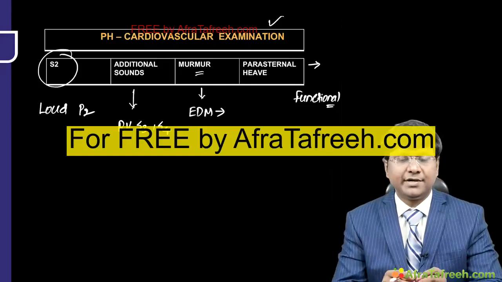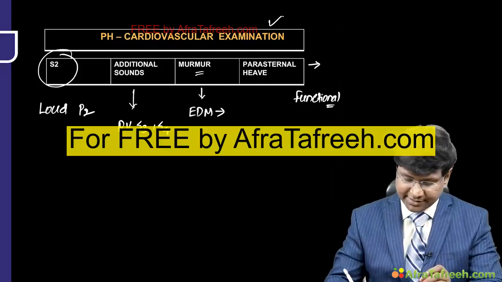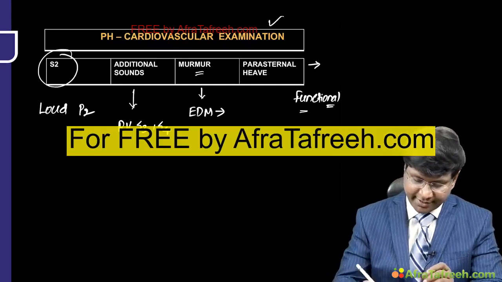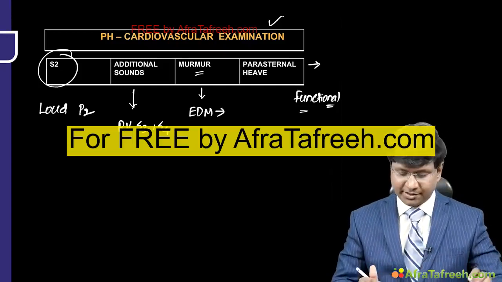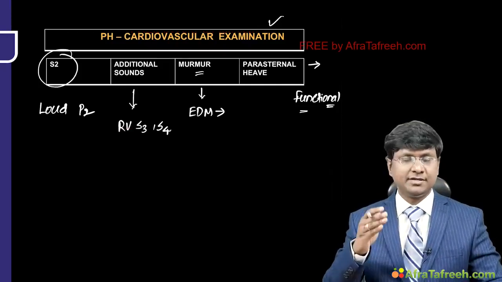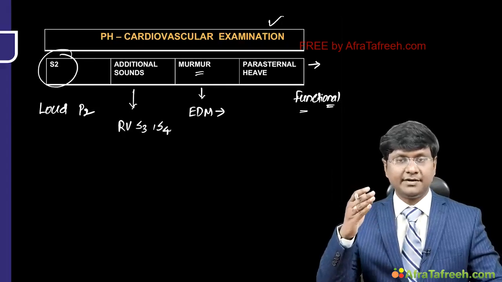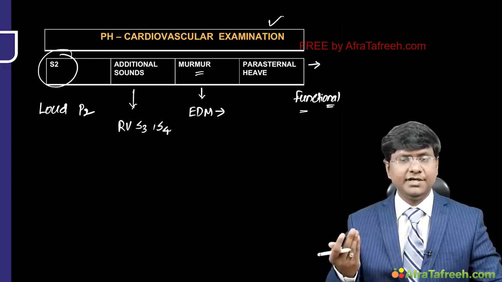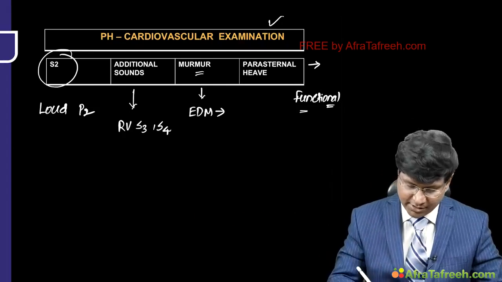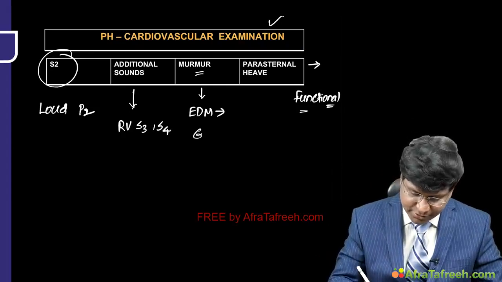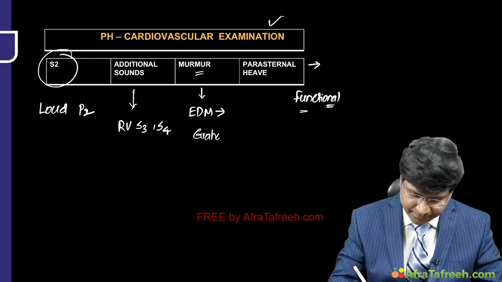So the murmurs that you have in pulmonary arterial hypertension are the functional murmurs, right? And you have two important murmurs. One is your early diastolic murmur, that is due to leakage of the blood from the pulmonary artery into the right ventricle because of increase in your pulmonary arterial pressure. And the name of that early diastolic murmur is the Graham-Steele's murmur.